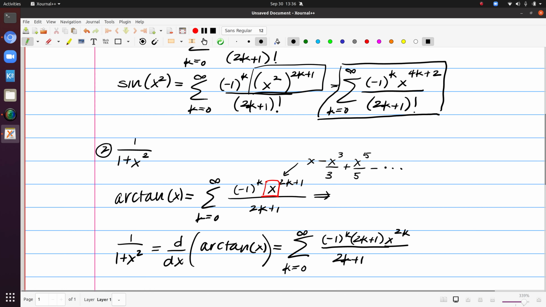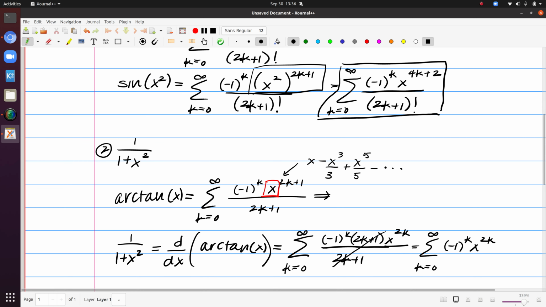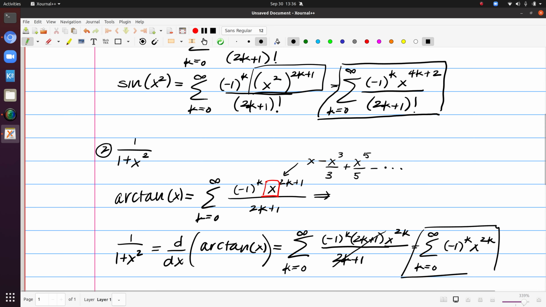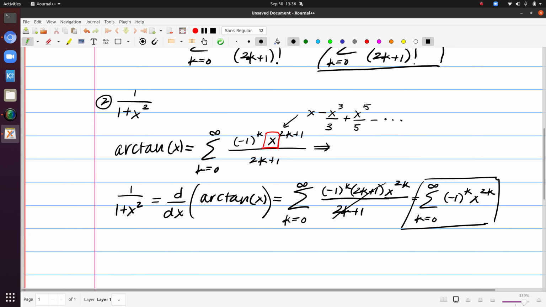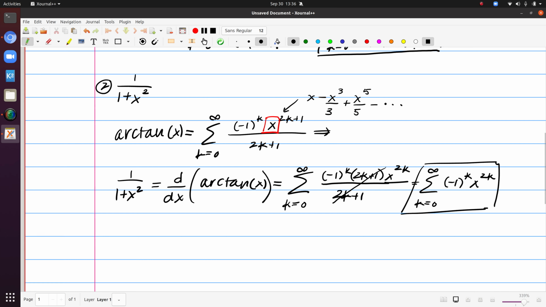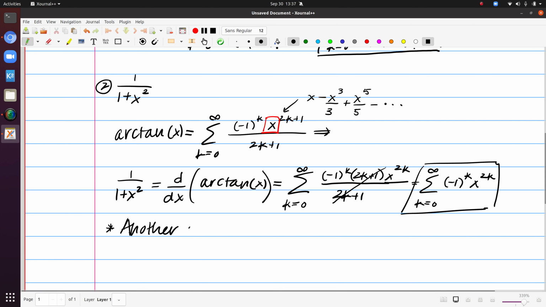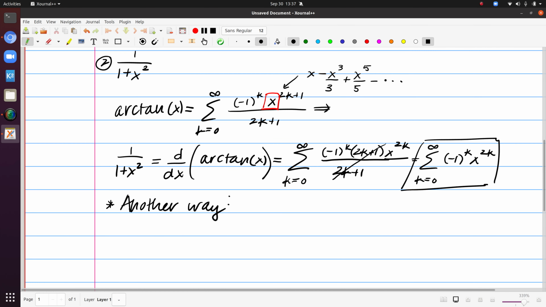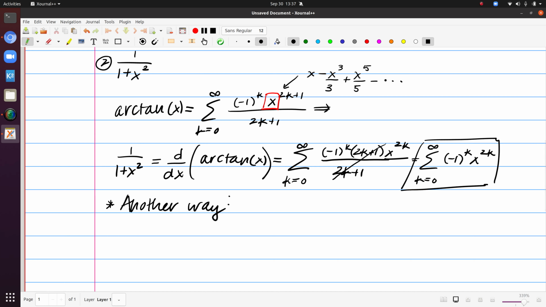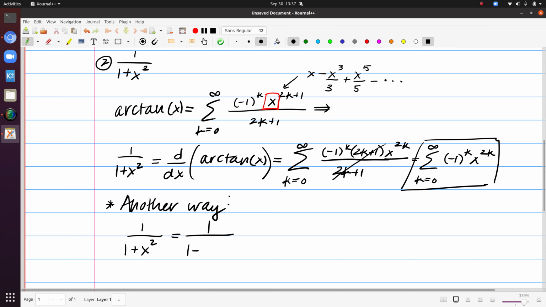Now, again, I can simplify this because I have 2k plus 1 divided by 2k plus 1. And this becomes negative 1 to the k times x to the 2k. This, again, is our desired series. But I'll point out, just to give us another option, another way, is to use function composition. So 1 over 1 plus x squared is 1 over 1 minus negative x squared.